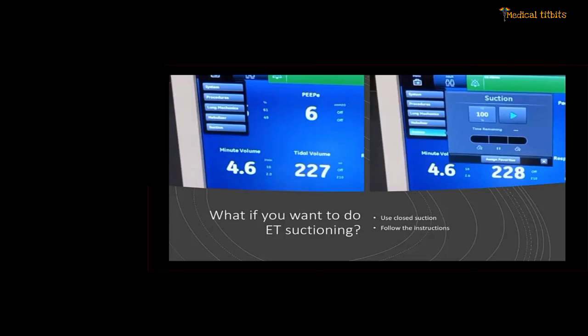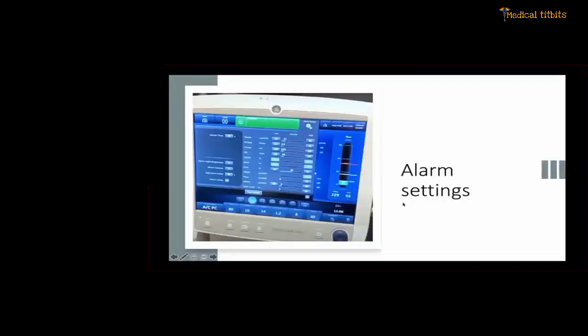Suppose you want to do ET suctioning, the best thing is to use closed suction. Okay, most of the newer ventilators give you direct instructions on how to start closed suction. You can activate the suction mode from the menu. The FiO2 will go to 100%. You press the play button, then during this time you can do the suctioning and then start with the positive pressure. After every bit of negative pressure application, you have to do some recruitment also. Okay, that is with regard to doing procedures, especially when PEEP matters most.